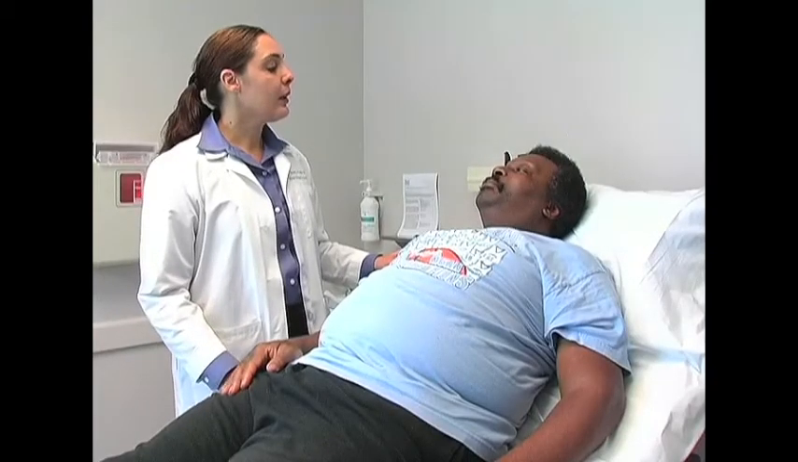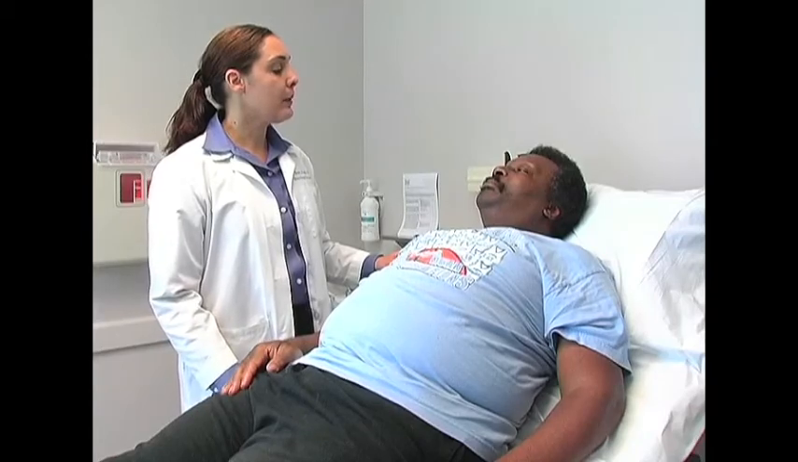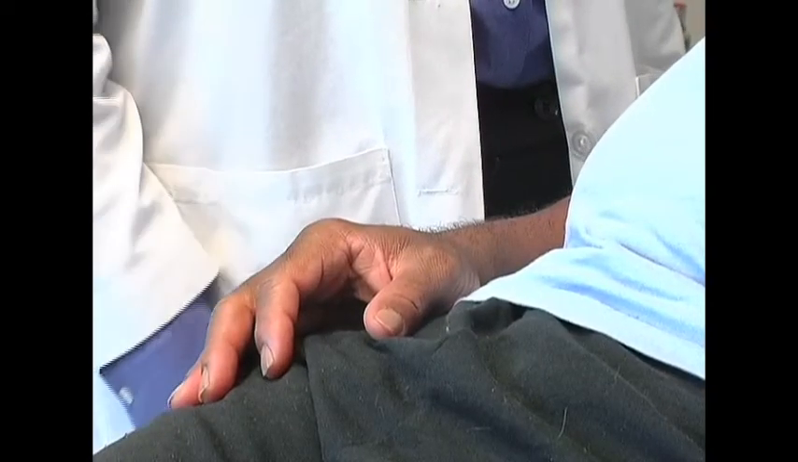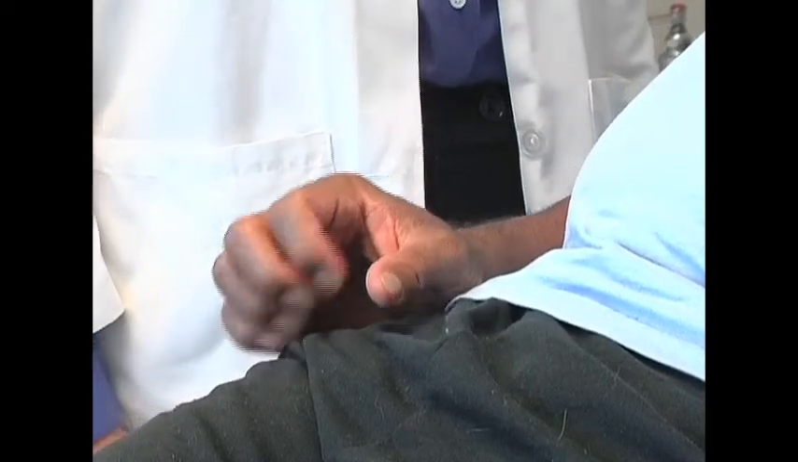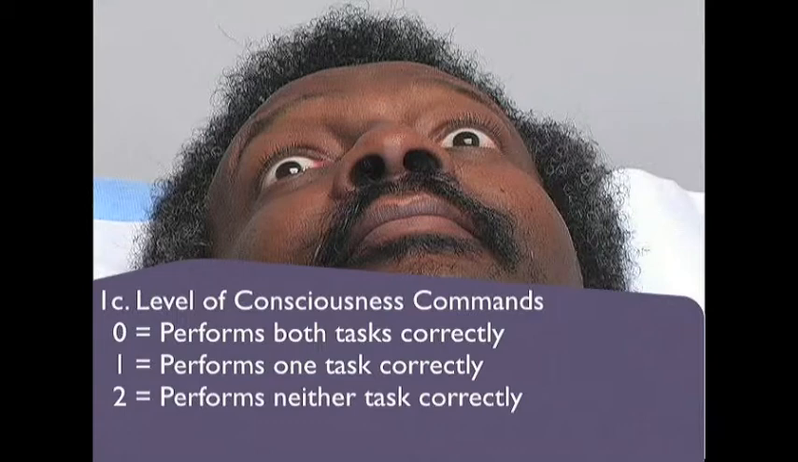Mr. Jenkins, can you close and open your eyes for me, please? Open again. So I'd like you to take your right hand, make a fist, and then let it go, please. Okay, no problem. Thank you. The patient is able to perform both tasks correctly. The score is therefore 0.